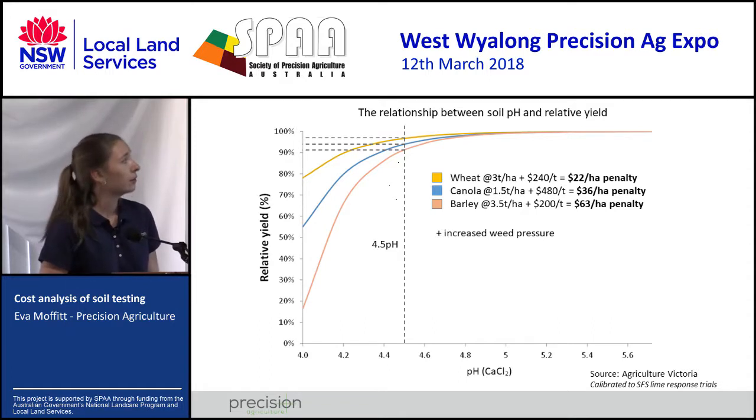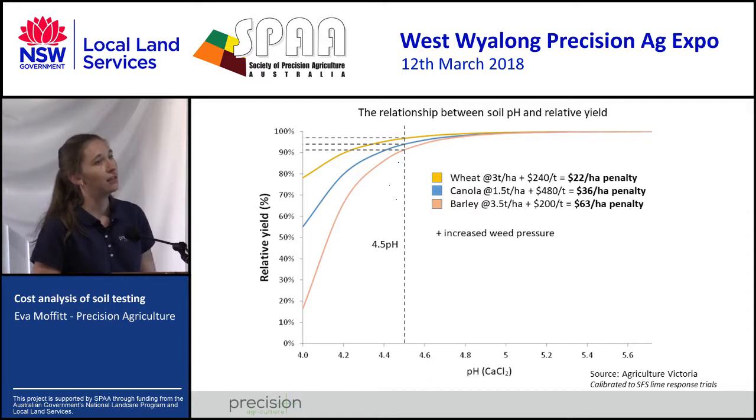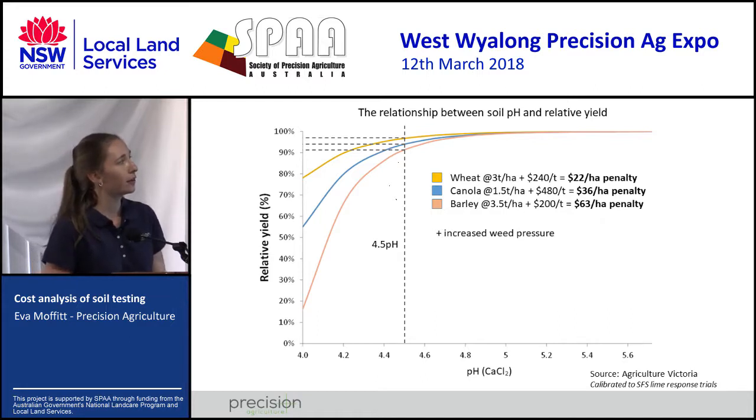And then also, which is a bit harder to quantify in dollar terms, is increased weed pressure. If you've got areas where the crop's stressed and you've got weeds coming in, setting seed, then that's going to be causing you problems down the track that aren't apparent, particularly in that yield penalty.